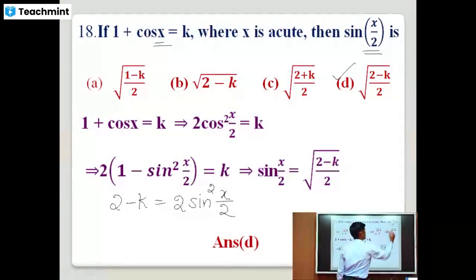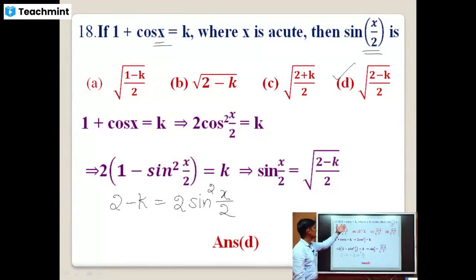This is the correct answer. These are all simple direct questions. You can understand what we have to do by looking at the question asked. Here we have cos x, there we have sin x by 2. So we have to make use of that formula cos 2x equal to 1 minus 2 sin square x by 2.